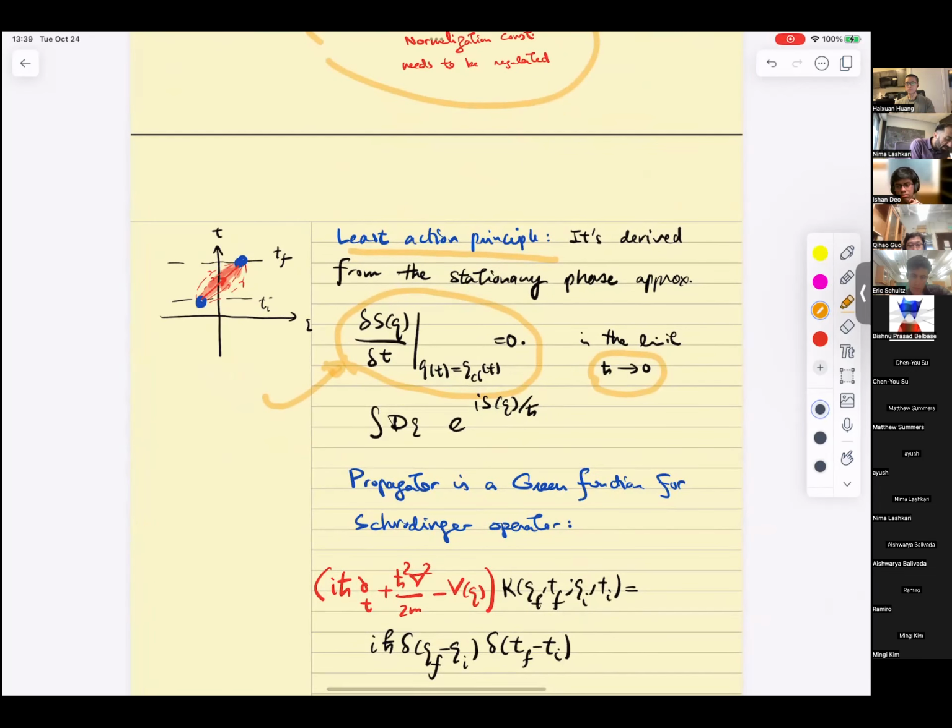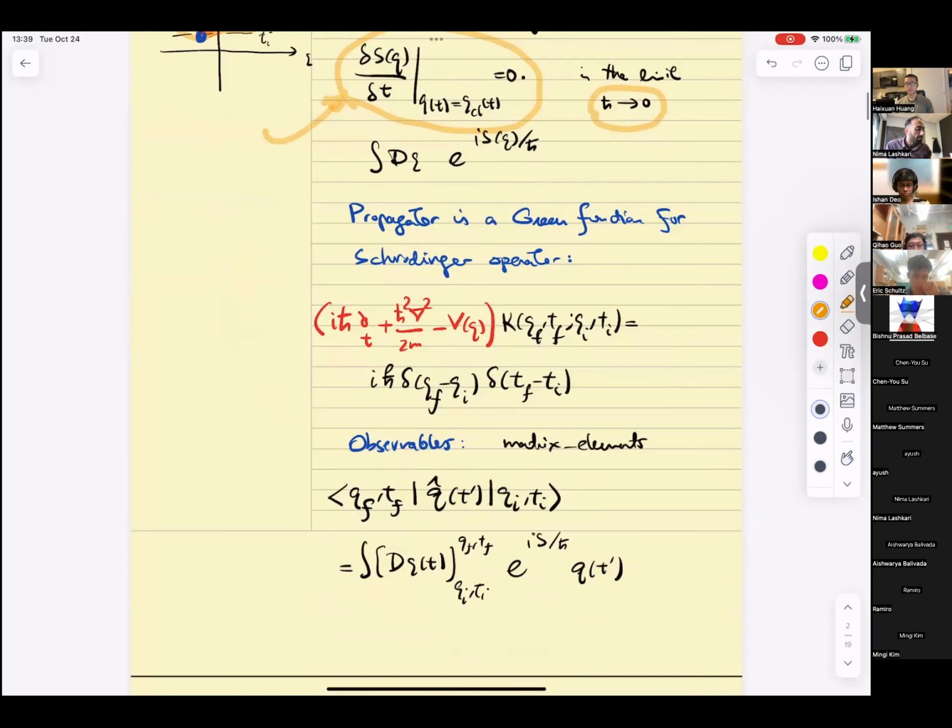And the picture to have in mind is that all these different paths contribute, but according to the saddle point approximation, because they oscillate so rapidly, when they arrive at t_f, the actions basically destructively interfere, so they cancel out, except for the paths that are localized on the least action, the extremizing path.